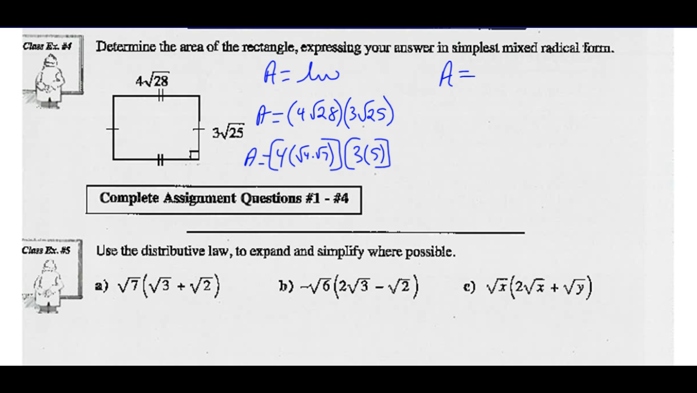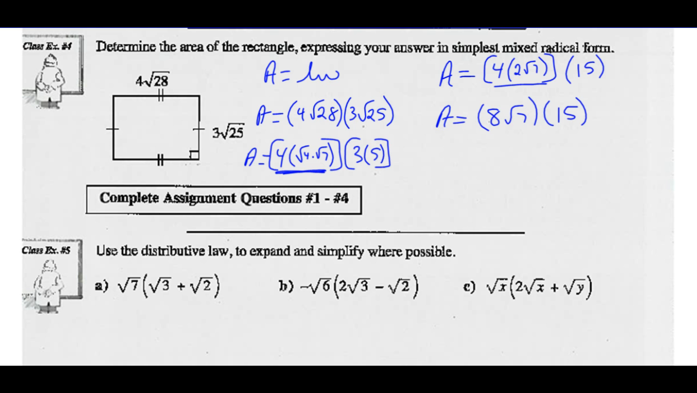So the area would be, simplifying this first term, 4 radical 28, that's like saying 4 times, square root of 4 is 2, there is no square root of 7. So 4 times 2 root 7, and 3 times 5 is 15. So simplifying one more time, 4 times 2 root 7 is 8 root 7. We multiply that by 15. So the area of this shape would be 8 root 7 times 15, which is 120 root 7. All right.